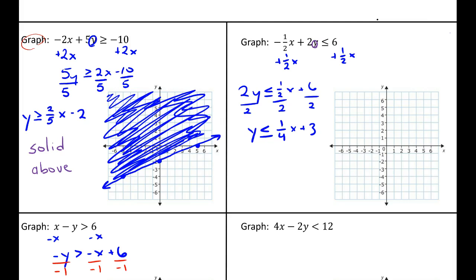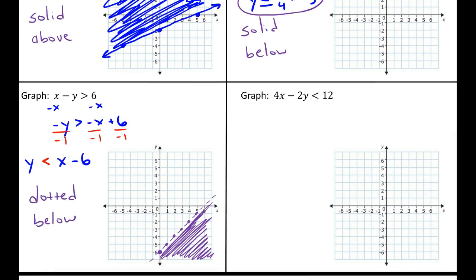Okay, so think about what type of line we're going to graph. It's a less than or equal to sign, which means it's going to be solid, and we're going to shade below. Graph that inequality on your own, this one right here, and let's see what you come up with.